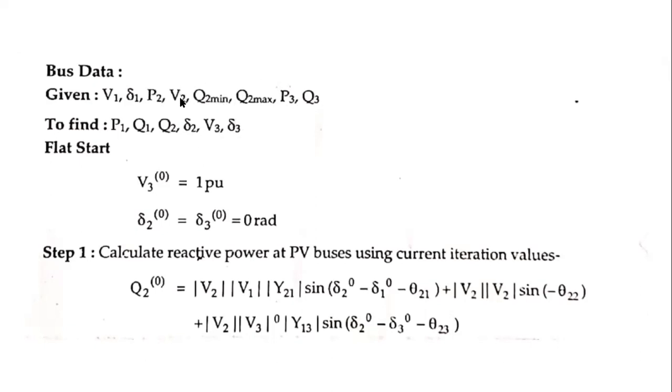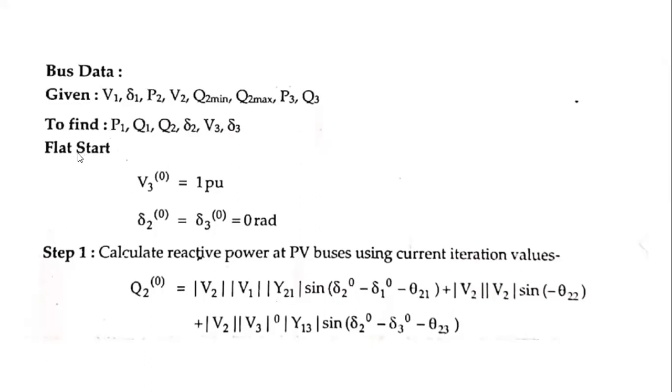In that question, we are given the Q2 minimum and Q2 maximum values, which will be represented in the line data. That's why they are taken as given terms. The find-out terms are P1, Q1, Q2, delta 2, V3 and delta 3.